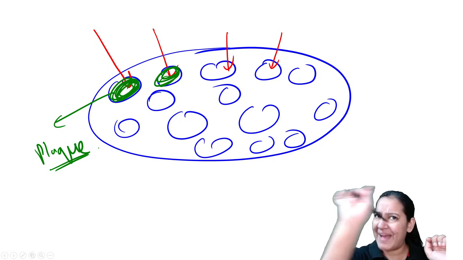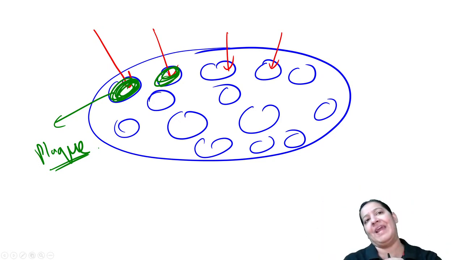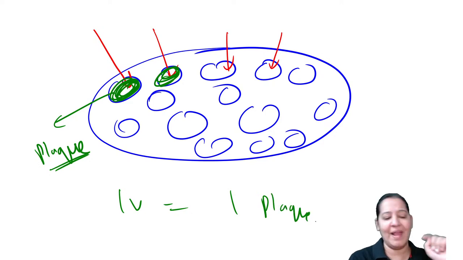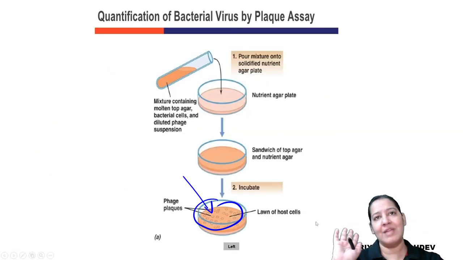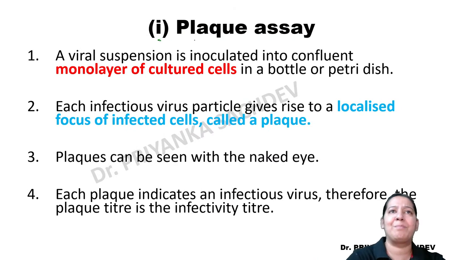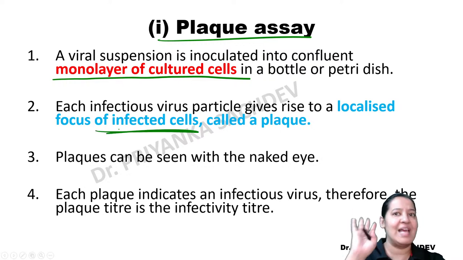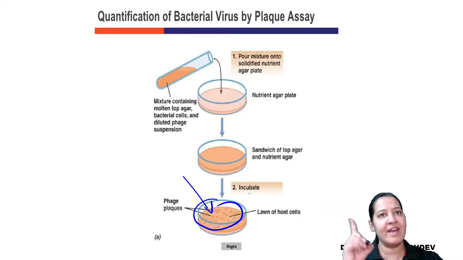So white patches are seen. Those patches are known as plaque, right? So one virus produces one plaque. Count the number of white patches. So that is again a quantitative assay. This is known as plaque assay. It is done on a monolayer of the cultured living cells, and the focus of the infected cell is known as plaque. So each plaque means one virus.